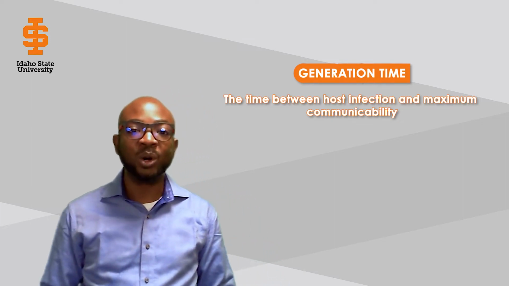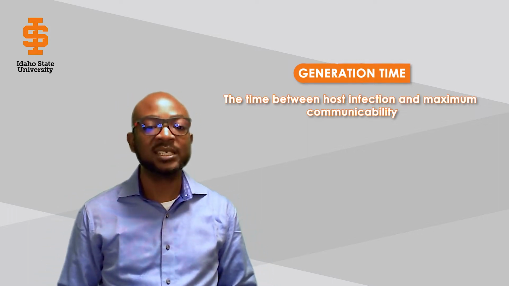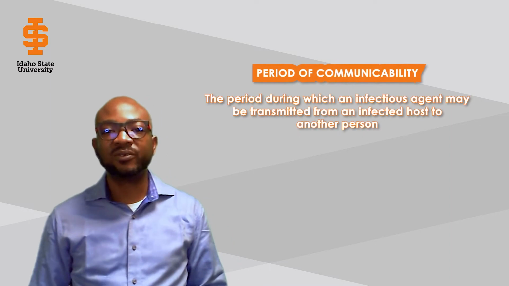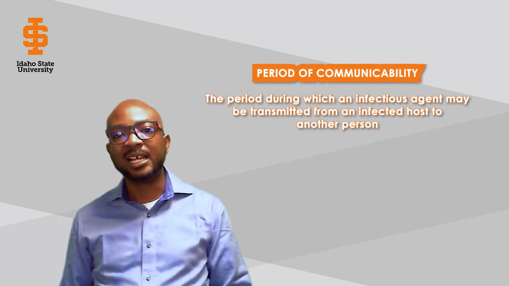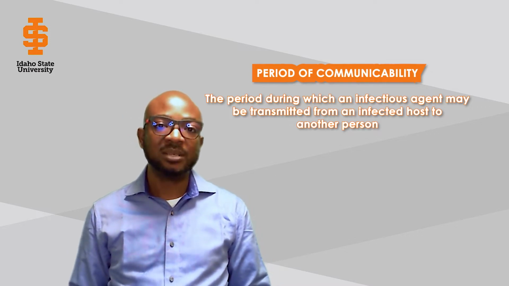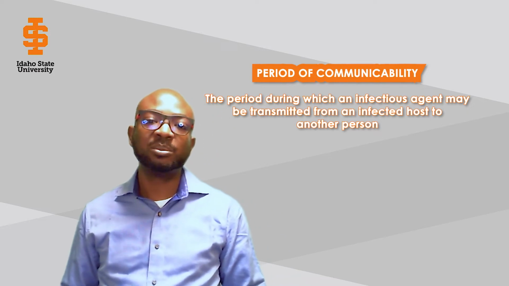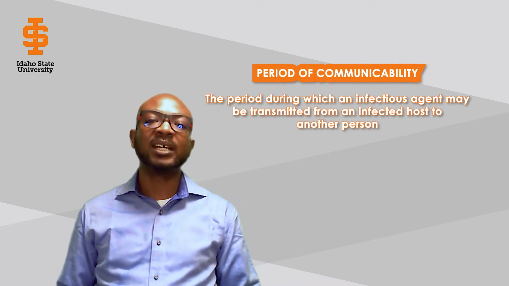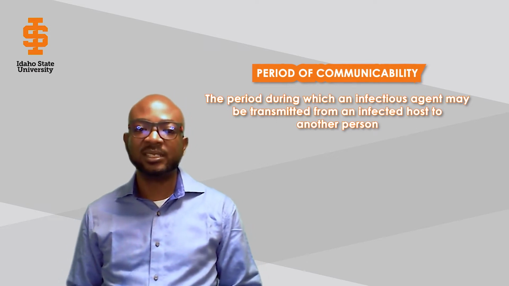For example, in mumps, communicability appears to reach its peak about 48 hours before the onset of swelling of the salivary glands. Period of communicability. The communicable period is the time during which an infectious agent may be transferred directly or indirectly from an infected person to another person, from an infected animal to man, or from an infected person to an animal, including arthropods. Communicability varies in different diseases.